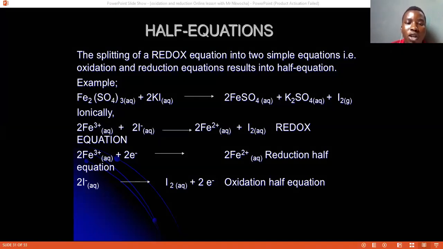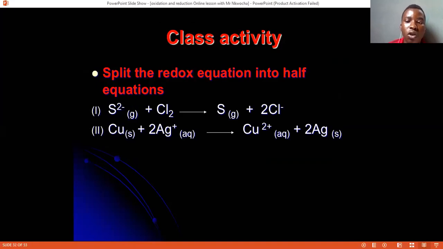So I can show you here, when you are studying your own, learn how to split these equations into half equations. You can see sulfide changing to sulfur. So this one is now 0, but this one is carrying minus 2. So is it increasing or decreasing? It's increasing. If it's increasing, that means there is a loss of electron, so put the electron on the right hand side. Chlorine here is 0, but chlorine here is negative.